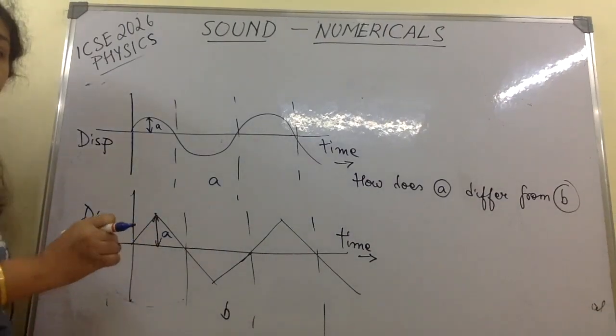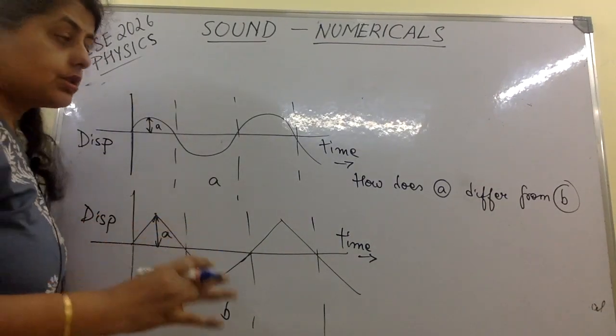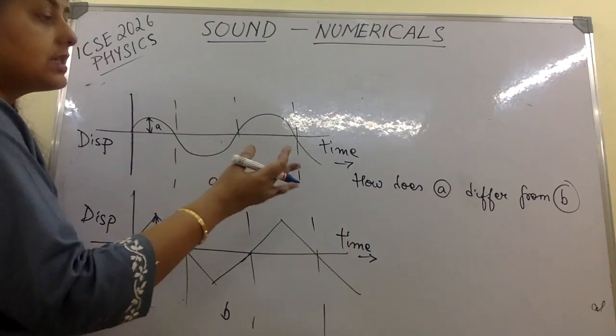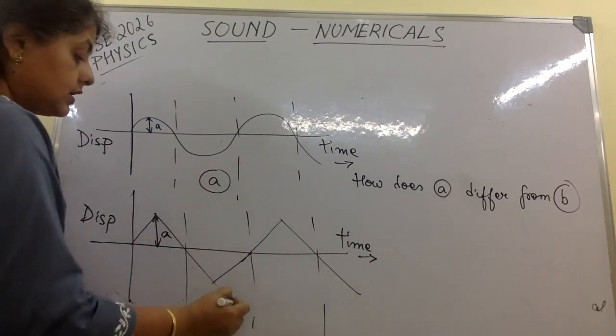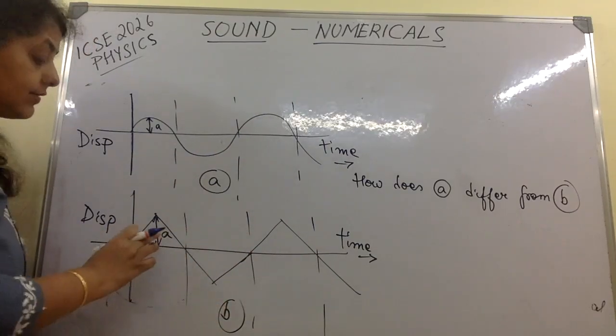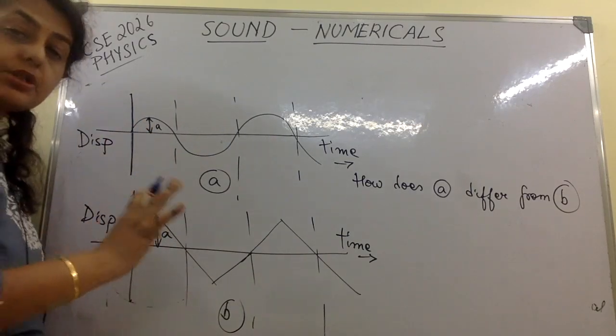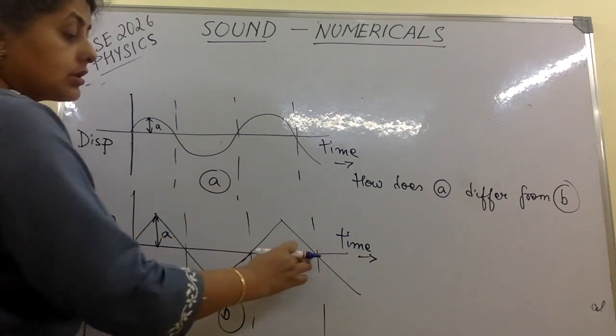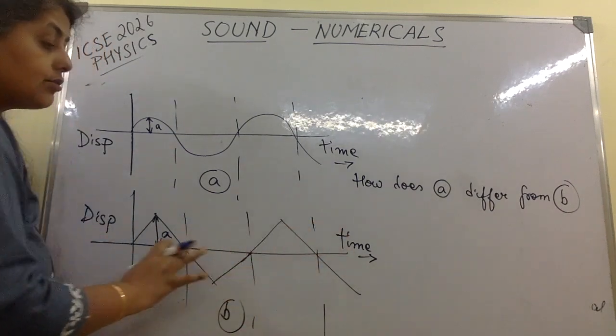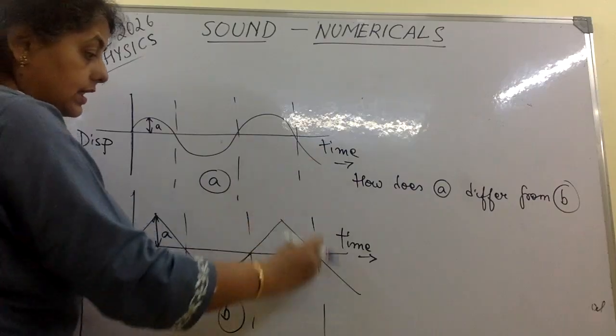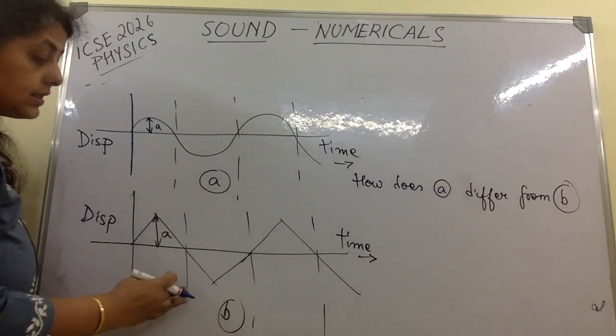Now this question, this was an MCQ question I thought I'll discuss. Now how does A differ? This is figure A and here is figure B. Now look at it. They have the same amplitude also. See, if they have given A here and A here, it means amplitude is the same. Time also, they are using the same time to form these waves, because you see these lines, they are coming in the same places.